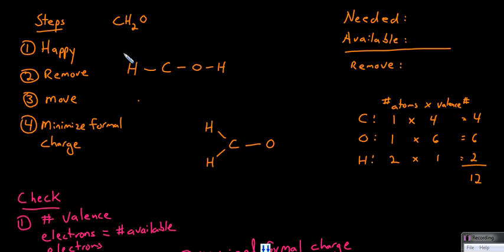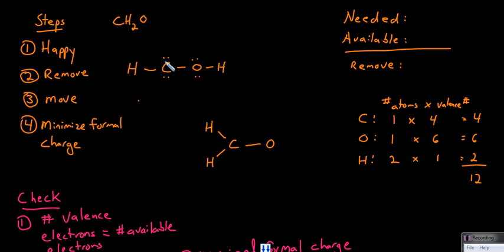In our happy structure, we need to add enough electrons onto each element to make them have filled valence shells. Hydrogen only needs 2 valence electrons. You can see that there are 2 around it in this bond. Carbon needs 8, but right now it has 4 electrons around it. It needs 4 more. So 1, 2, 3, 4. Same for oxygen. 1, 2, 3, 4, and then hydrogen only needs that 1 bond. This is our happy structure.